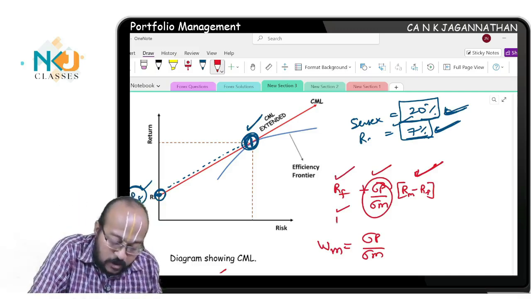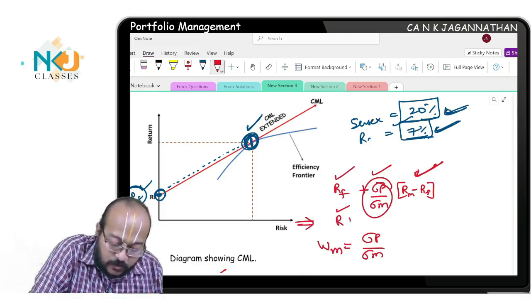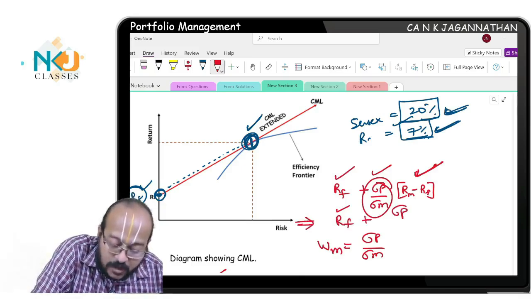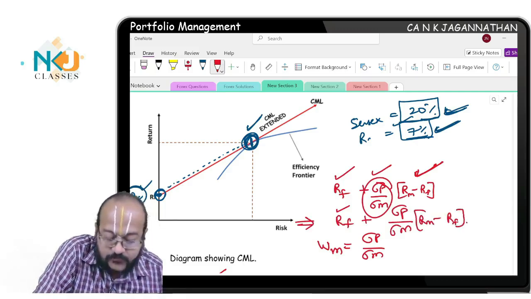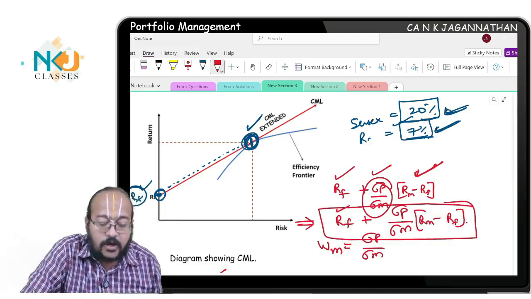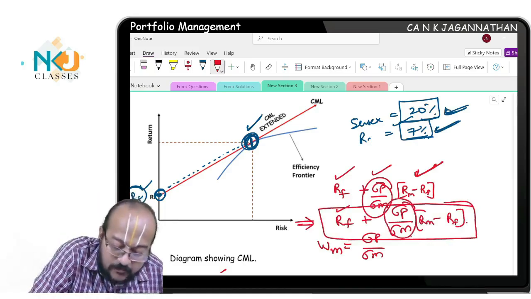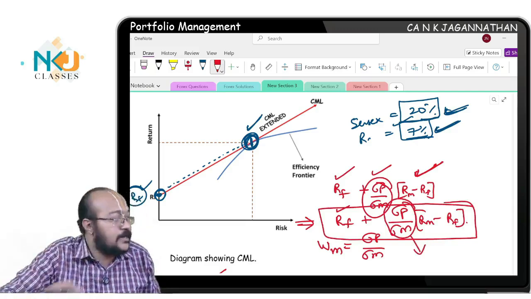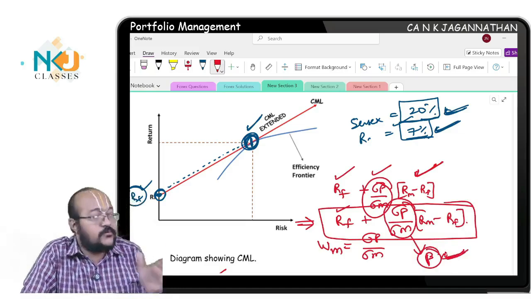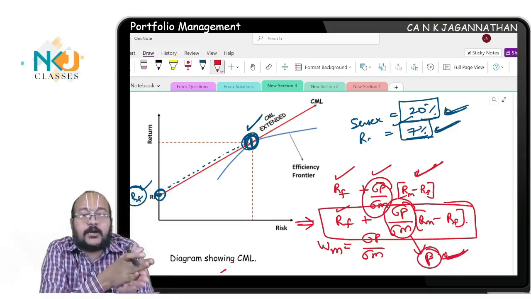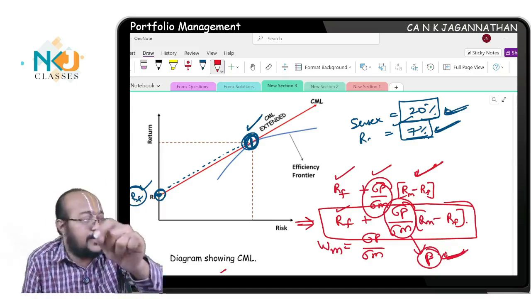Tell me, children, what is the formula now? Capital market line. What is the formula? RF plus sigma P by sigma M into RM minus RF. Are you all understanding? This is the formula. The sigma P by sigma M will only later, in the capital asset pricing model, turn into beta. And what is the difference between CML, the capital market line, and SML, I will elaborate there. Are you all listening?